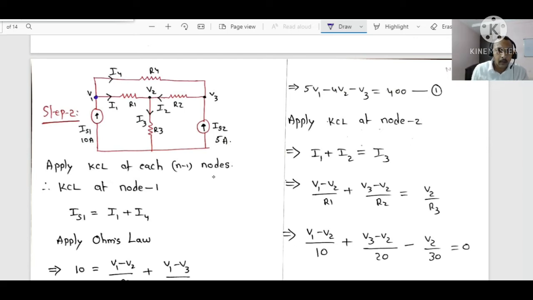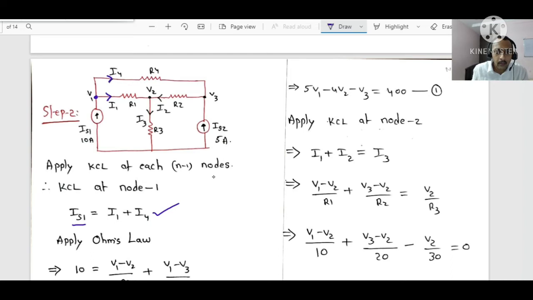Go KCL at node 1. What is the current entering? IS1 is entering. What are the currents leaving? I1 is leaving, and also I4 is leaving at this node. We just focus only on one node at a time. IS1 is entering. Very simple. Entering current equal to leaving current.